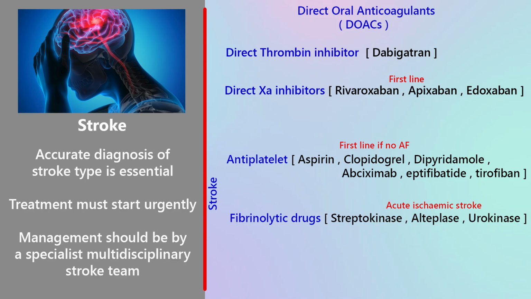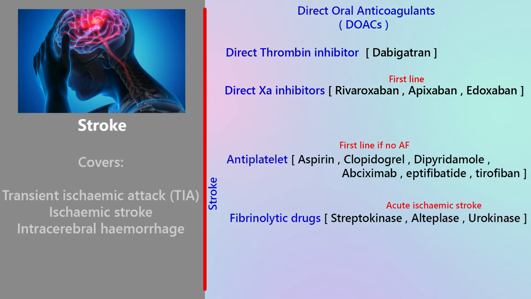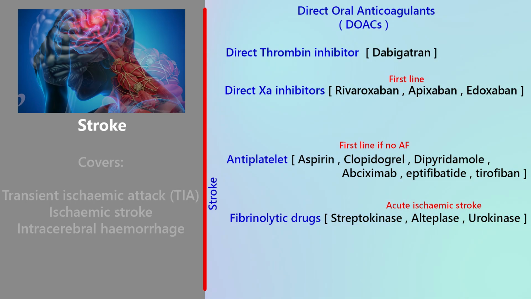Accurate diagnosis of the type of stroke is essential because treatment is completely different, and treatment must start urgently under a specialist multidisciplinary stroke team. This chapter covers 3 conditions: transient ischemic attack, TIA, ischemic stroke, intracerebral hemorrhage. Let's take them one by one, calmly.